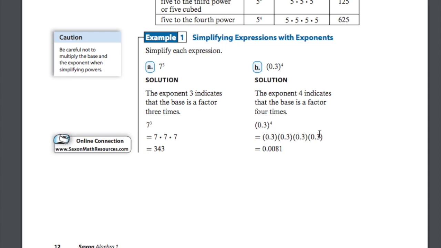Now when you're multiplying decimals, you have to factor in the number of decimal places that went into the actual multiplication. So we had 1, 2, 3, 4 decimal places, therefore we moved it from the end of 81, our answer, 1, 2, 3, 4 places. We've got 0.0081 as our solution.